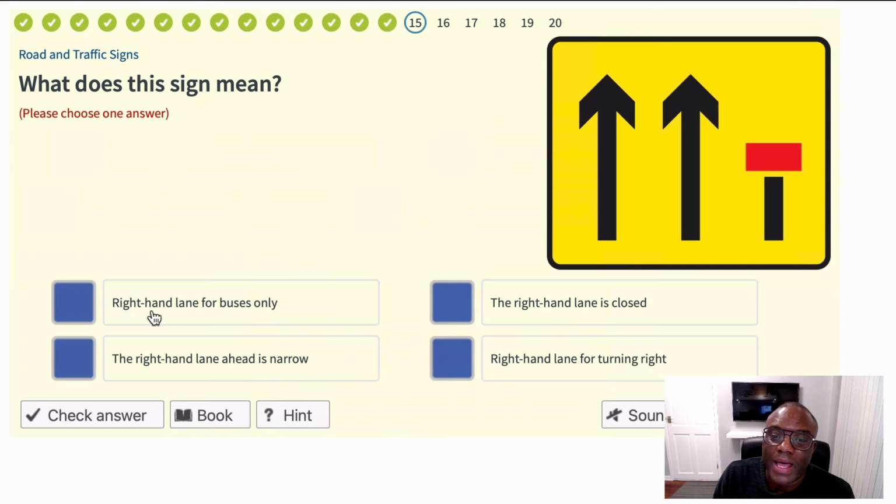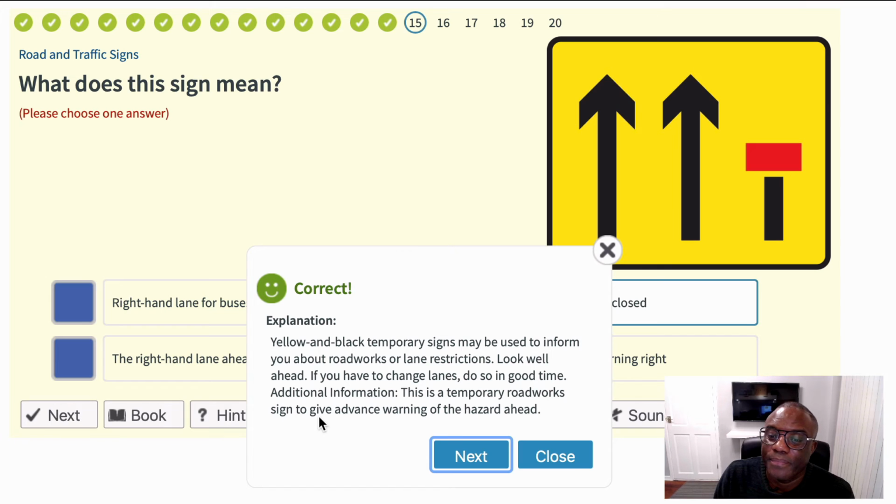So right-hand lane for buses only, no, because there's no symbol of a bus to identify that. The right-hand lane is closed. As I said, right-hand lane is closed, so we can put that as an answer. Again, still check the last two just to make sure there's not a better answer. The right-hand lane ahead is narrow. No, we know it's closed off. And right-hand lane for turning right, no. So we know that is the correct answer. And there you have it.